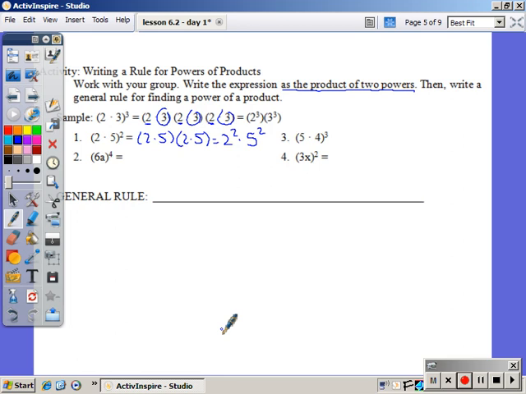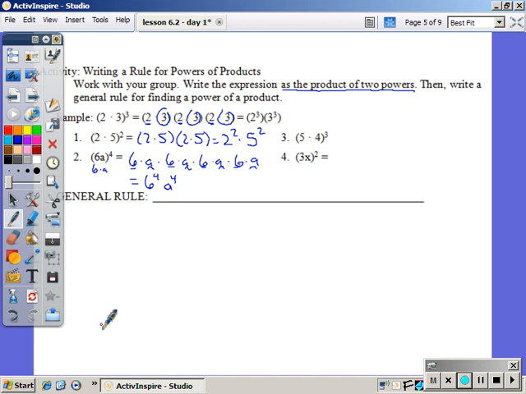In number 2, you might look at this and say, well, wait, what's 6a? 6 is multiplying a. We have 4 copies of that. So there's 1, 2, 3, 4. The one base that I see is 6, so I have 1, 2, 3, 4 6s. The other base I have is a. There's 1, 2, 3, 4 copies of a as well.